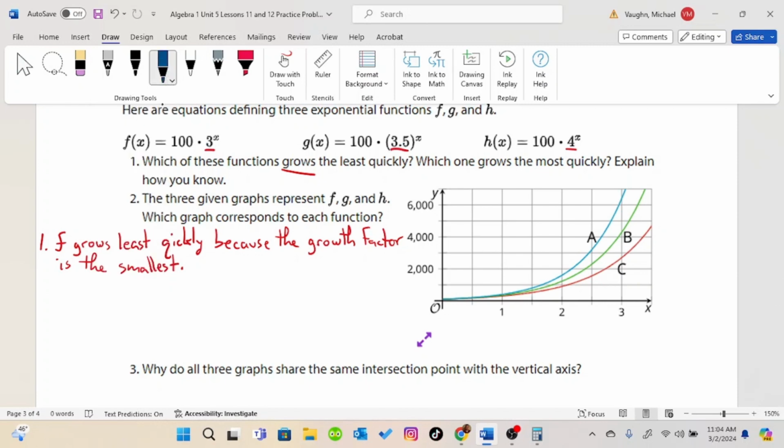Next part, which one grows the most quickly? Well, the larger the growth factor, the quicker the growth. 4 is the largest growth factor, so H grows the most quickly.